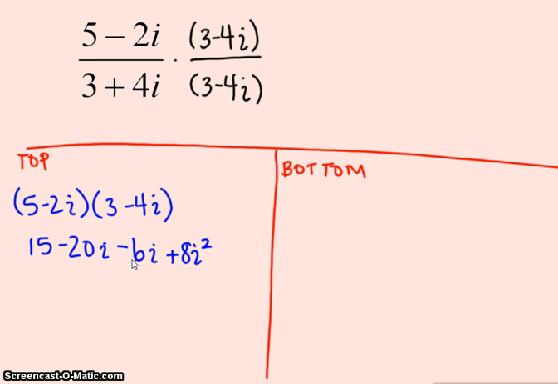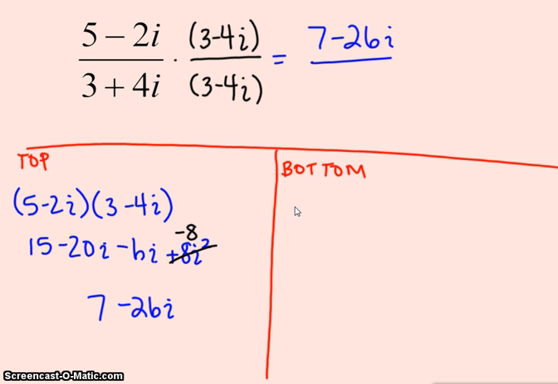Alright, so negative 20i and negative 6i is negative 26i. We have to be careful because i squared is really negative 1. So this becomes 8 times negative 1, which is negative 8. So 15 plus negative 8. Well, I shouldn't put a box around that. That's not our final answer, excuse me. So 7 plus 26i is the result for the top of the fraction.